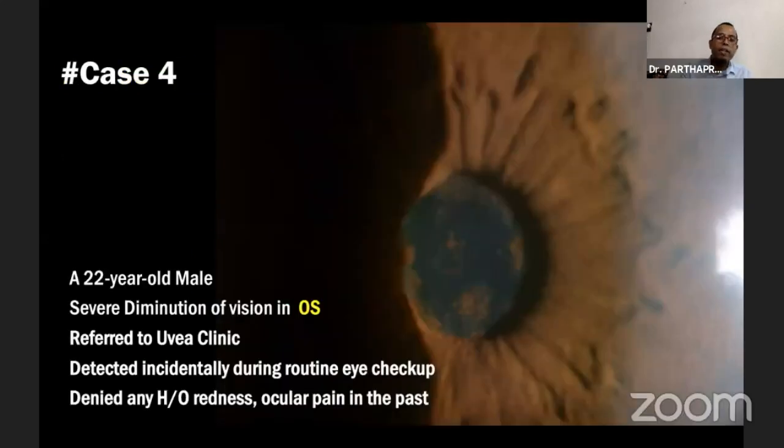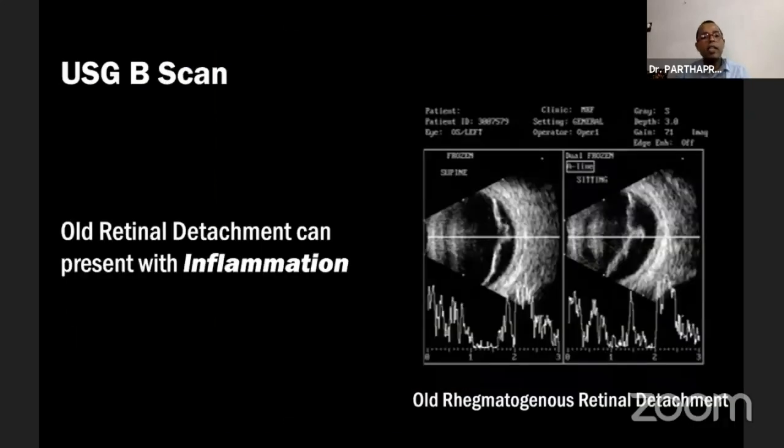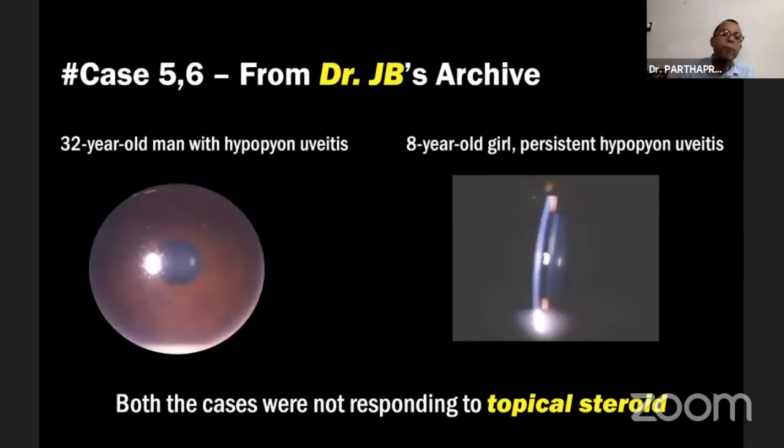Case 4: a patient with a severe complaint of diminution of vision, referred to the Uvea clinic. The finding was detected incidentally when the patient came for a routine workup, and he denied any history of redness or ocular pain in the past. The ultrasound showed an old retinal detachment. So an old rhegmatogenous retinal detachment can actually present with an anterior uveitis-like picture, and you need not investigate such patients if they are giving the relevant history.